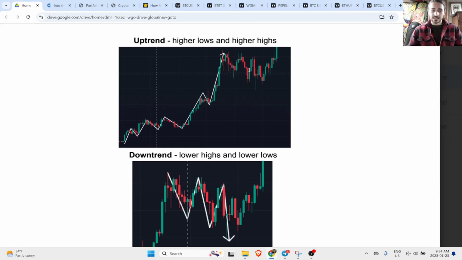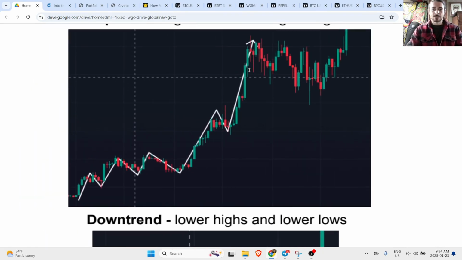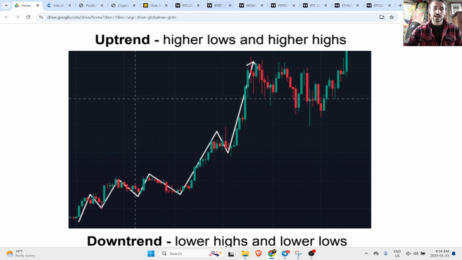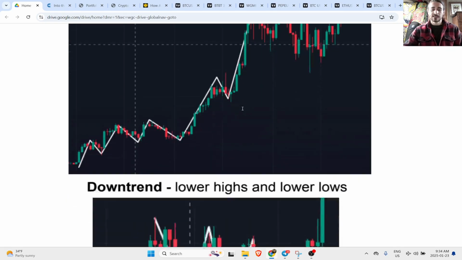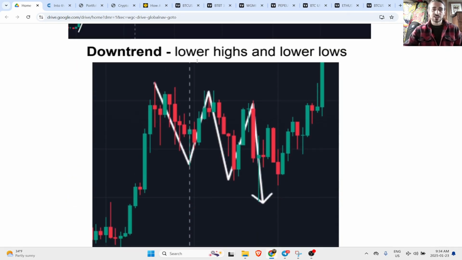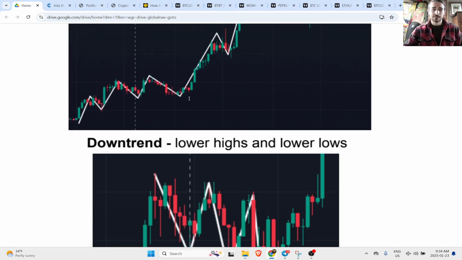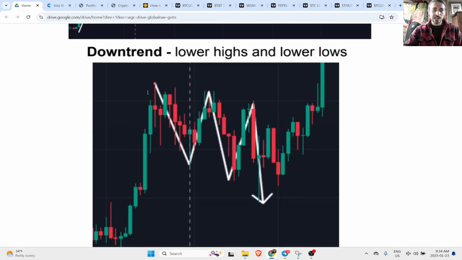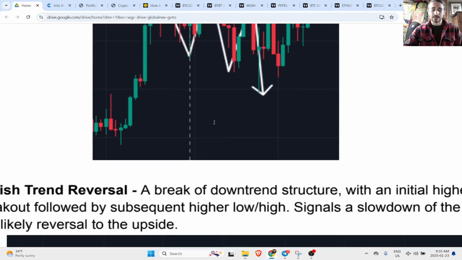So we see here, just looking at a few of the trends, our uptrend, so higher lows and higher highs. You can see all the way through here, it's just an uptrend, higher lows, higher highs. Moving on, we see our downtrend, so that's our lower highs and lower lows. After this move here, we topped out, and then we went into a bit of a downtrend for a little bit.